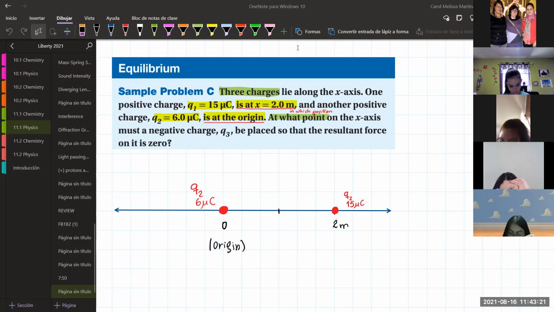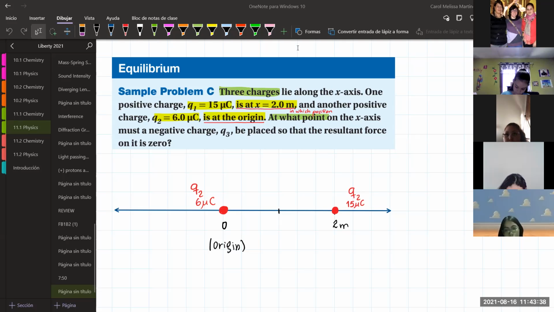So, take a look. That's what I have, okay? The two charges, one at 0 and the other at 2.